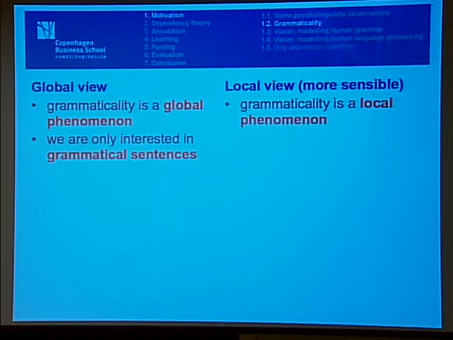But we could also take a local view, which I think is more sensible, and say that grammaticality is really a local phenomenon. If you think about a very 80-word sentence, does it make sense to say that this sentence is ungrammatical if it contains a slight error somewhere in the sentence? Or if you take an entire discourse, say, James Joyce's Ulysses with 800 pages of text, and it contains a single small error on page 799, does that mean that the entire Ulysses edition is ungrammatical? I don't think it really makes sense to talk about grammaticality as a global phenomenon. It is really a local phenomenon.